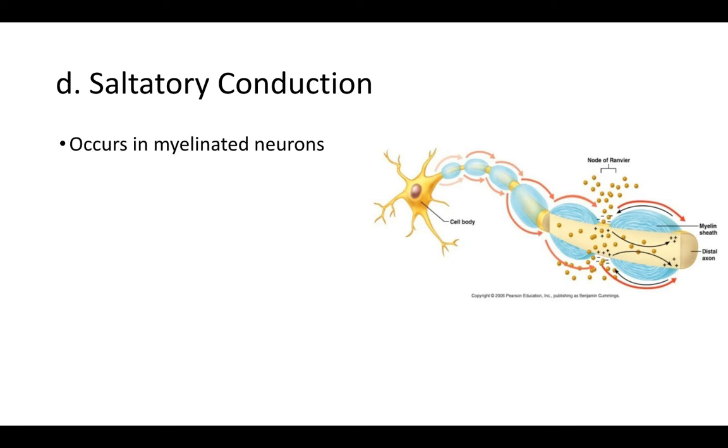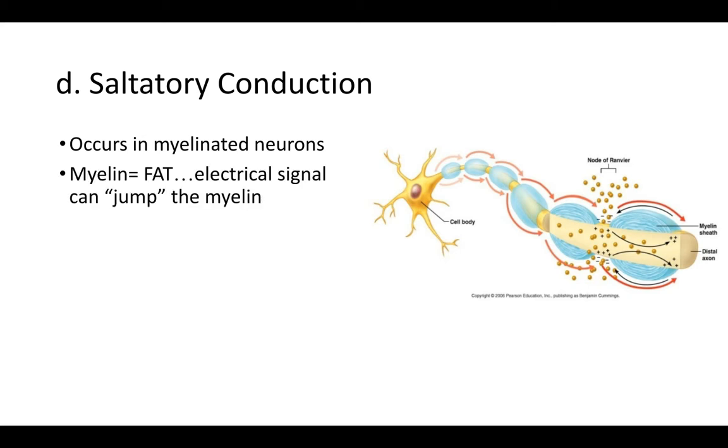So, saltatory conduction is the action potential sequence that we talked about last time you were in class that happens in neurons that have a myelin sheath. So, myelinated neurons do this process called saltatory conduction. And really, the myelin is essentially an opportunity to speed up the process.